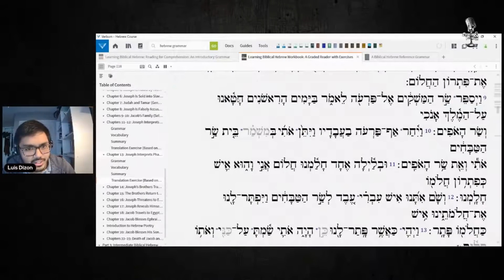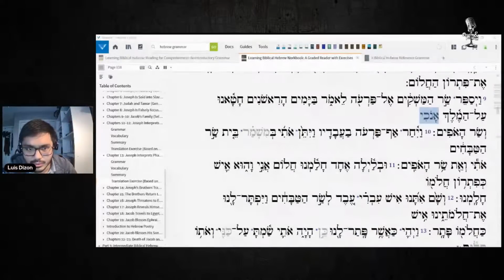That's an odd construction. You could just say I sinned against the king. Notice the nun and the shureq vav. So if you recall, that is the sufformative for the first person plural, but it's only a single person who sinned against Pharaoh in this context. So it's a little odd in that case.